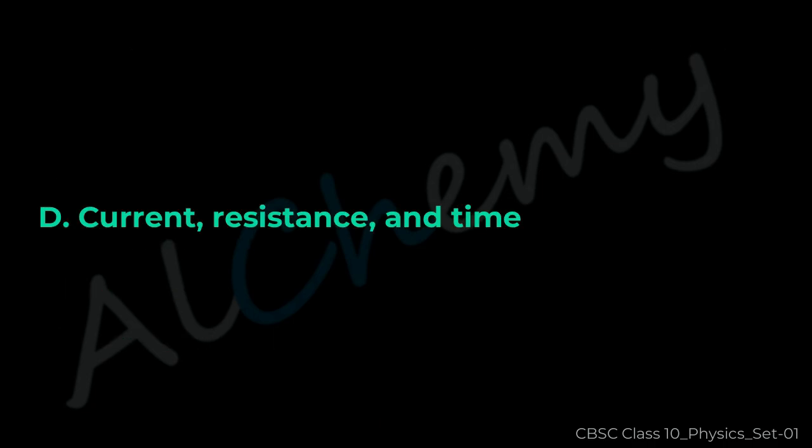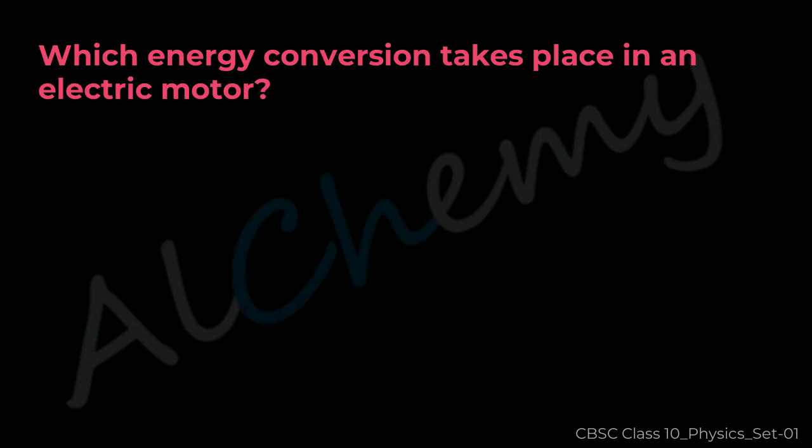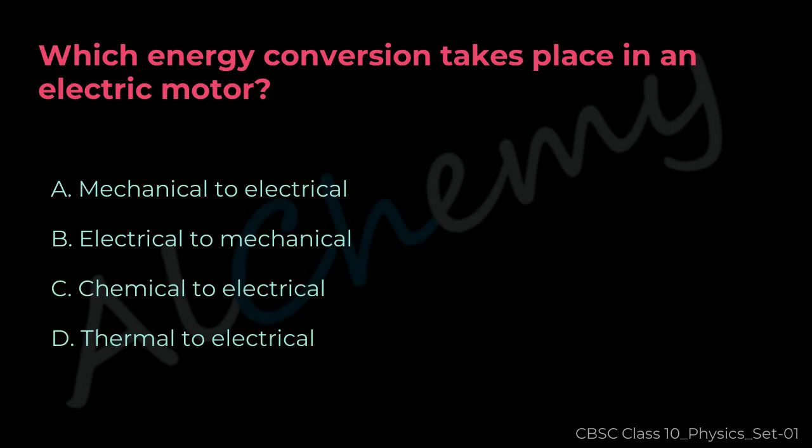The correct answer is D. Current, resistance, and time. Question 38. Which energy conversion takes place in an electric motor? A. Mechanical to electrical. B. Electrical to mechanical. C. Chemical to electrical. D. Thermal to electrical.